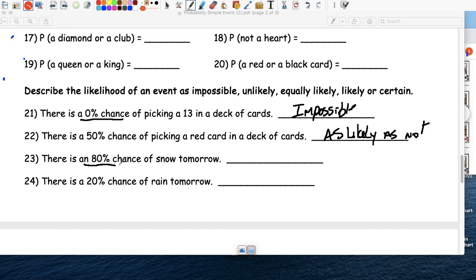There's an 80% chance of snow tomorrow. That would be likely. And finally, there's a 20% chance of rain tomorrow. That would be unlikely. Okay, that was that.